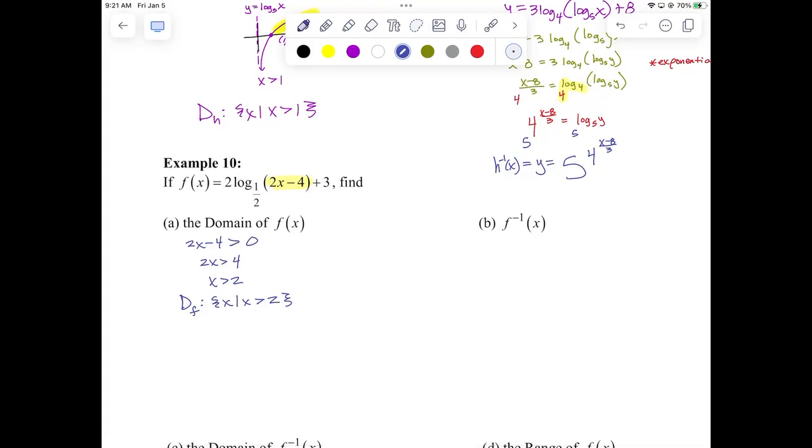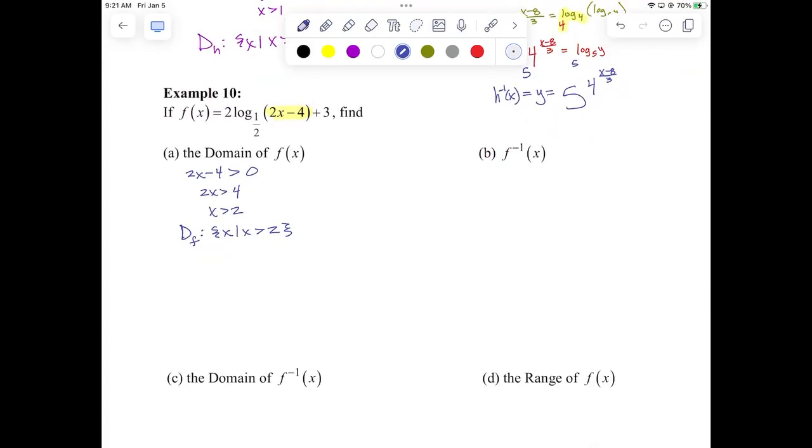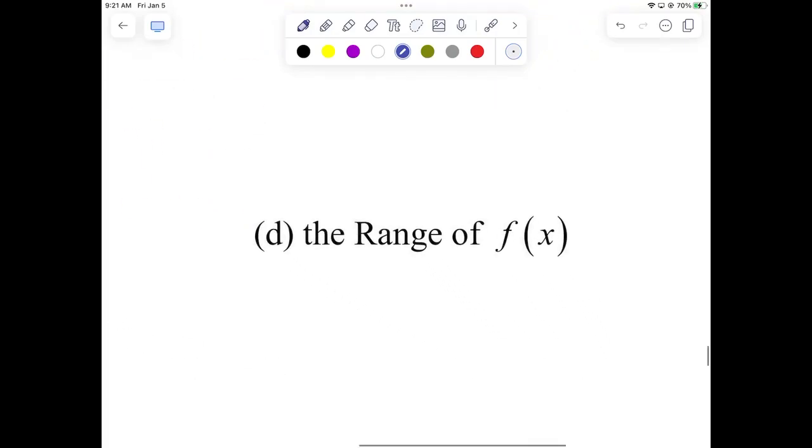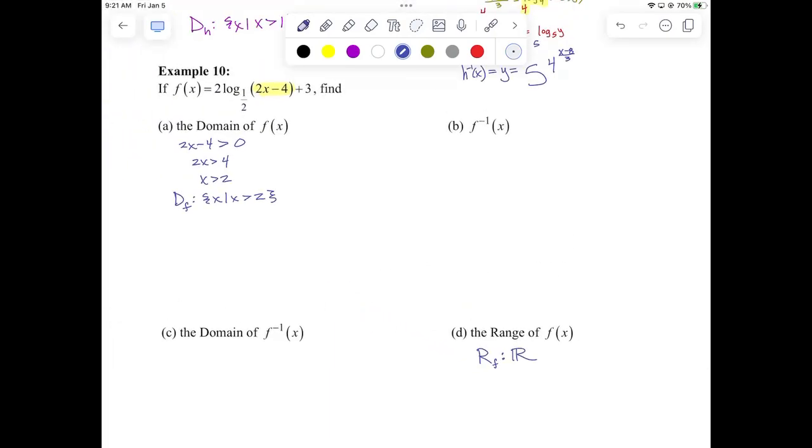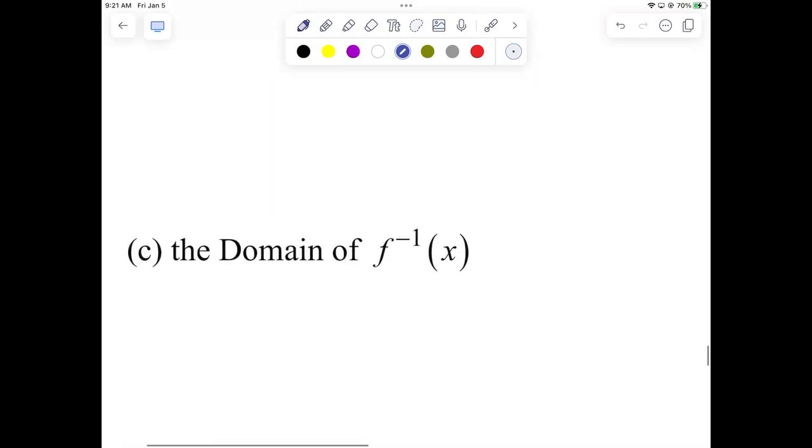Easy. It didn't ask for the range. That would be easy too. Or does it ask for the range? Oh, on part D, let's jump to part D. What's the range of f? All real numbers. Okay. We don't have to necessarily answer them in order, do we? No. Okay.